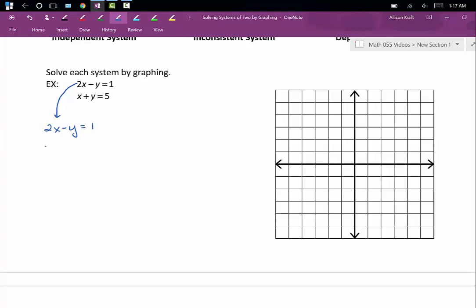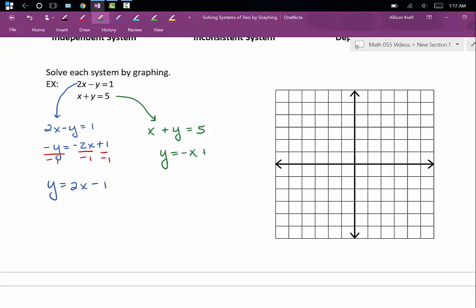I'll subtract 2x over, giving me negative y equals negative 2x plus 1, and then divide each term by negative 1, giving me the equation y equals 2x minus 1. Solve our other equation for y. All I need to do here is subtract x over. We get y to be equal to negative x plus 5.